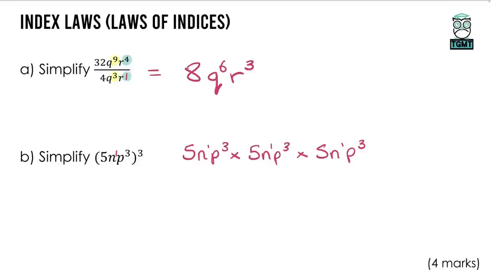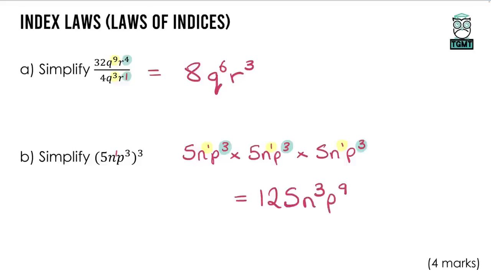But 5 times 5 is 25, times 5 again is 125. If we look at the powers for the n, we have 1, 2, and 3. So that becomes n to the power of 3. And then if we look at the powers for the p, we have a 3, a 3, and another 3. And if we add all of those together, we get p to the power of 9.